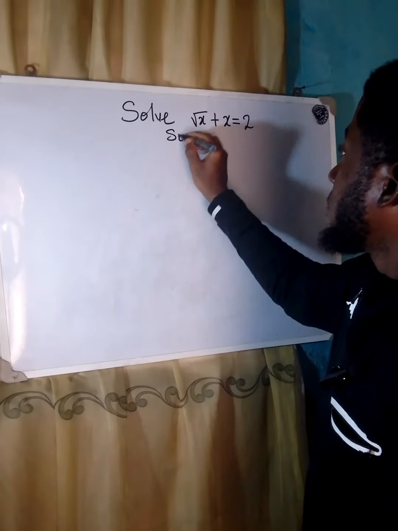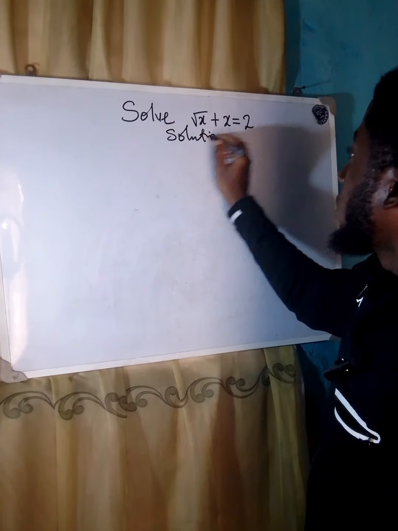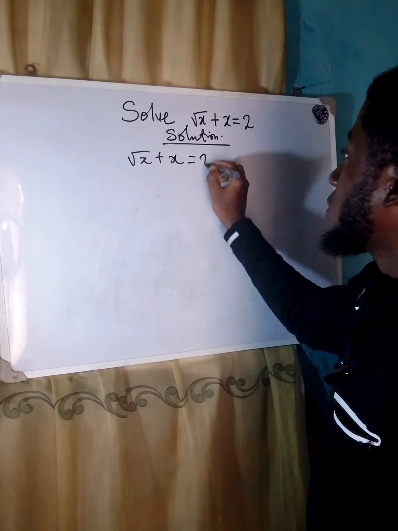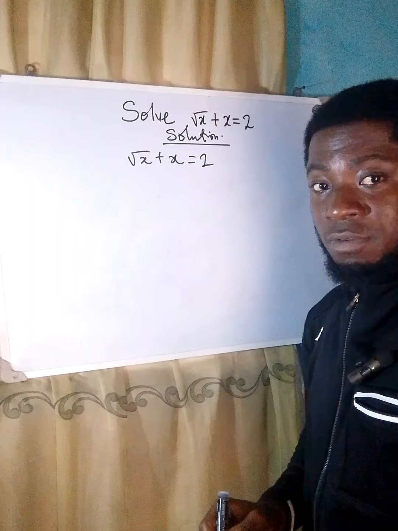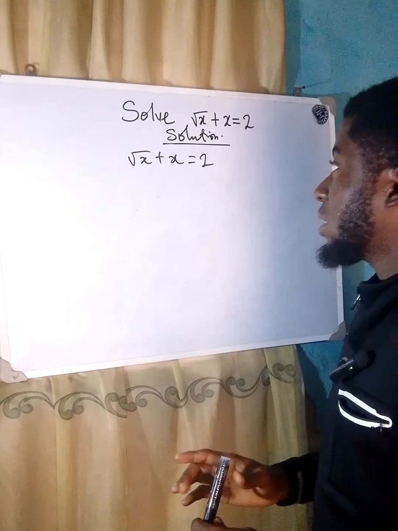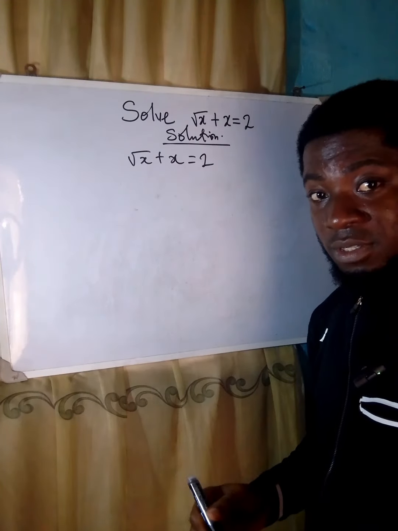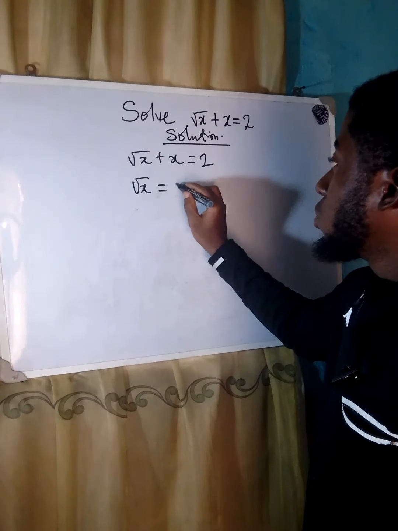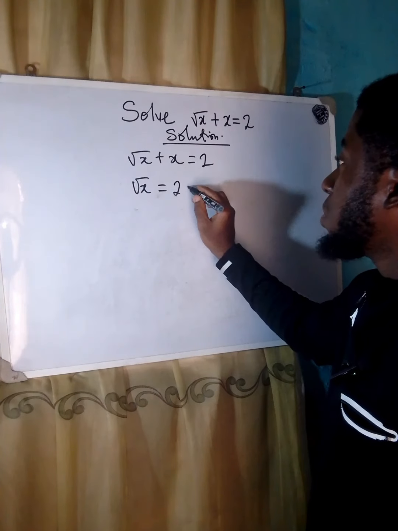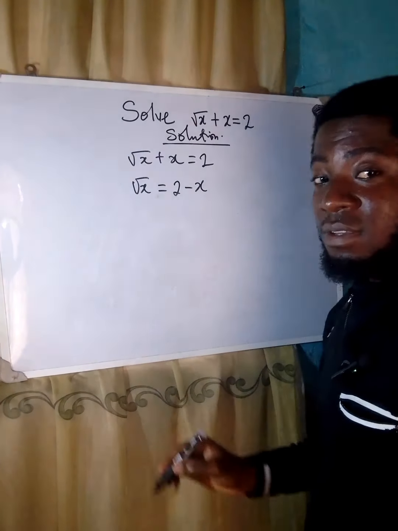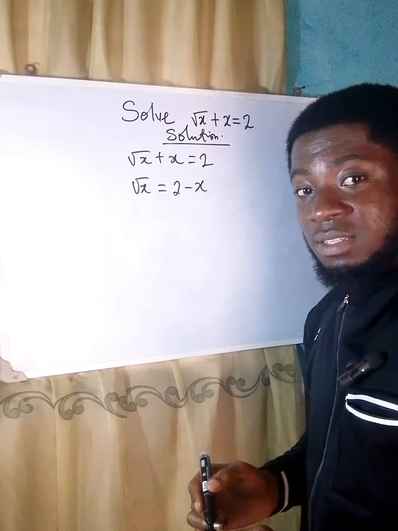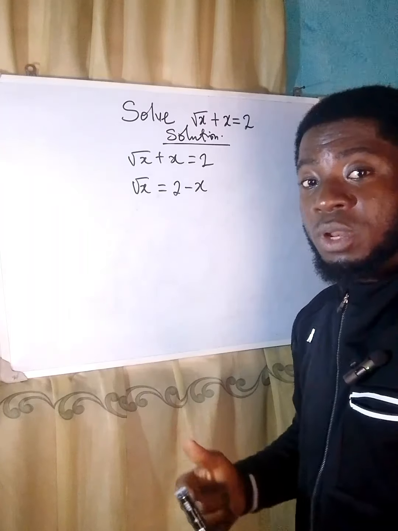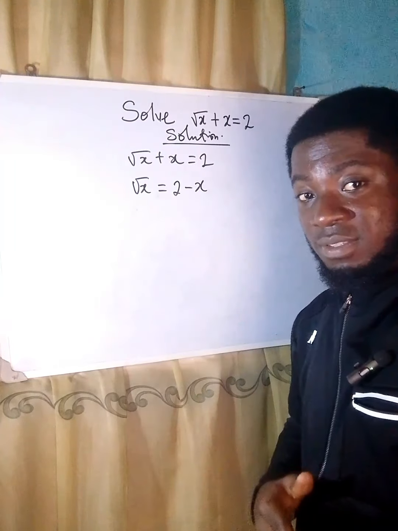Okay, solution. Okay, so we have square root of x plus x equals 2. And we want to solve it. The first step to take is to make root x the subject. So if I make that the subject, I will have 2. This is coming to the right, so it becomes minus x. Now, the next target is to remove the square root. And to remove the square root, you will have to square both sides, right?